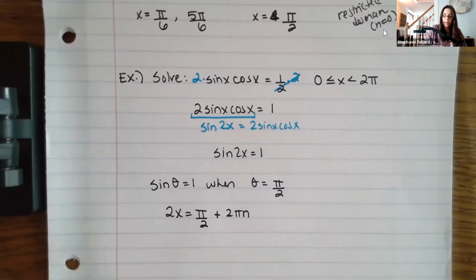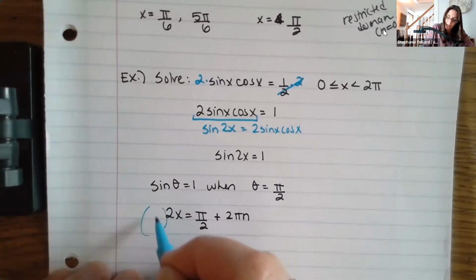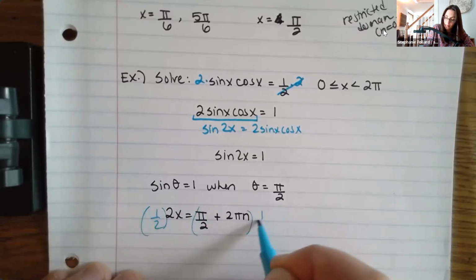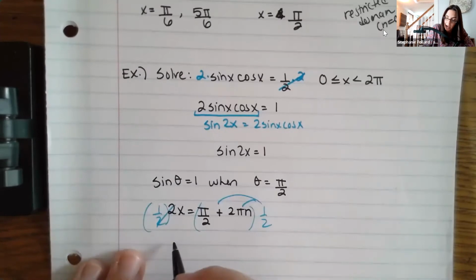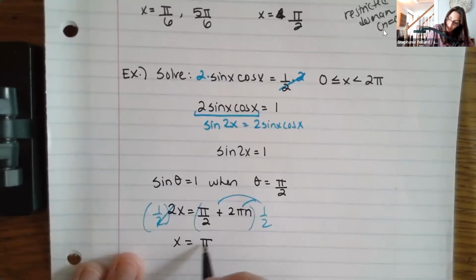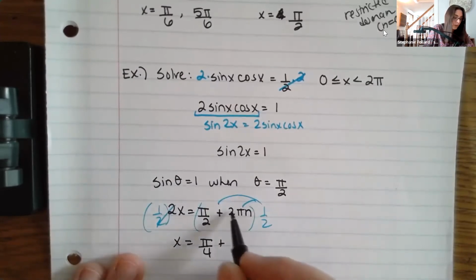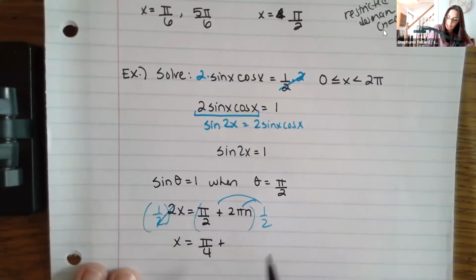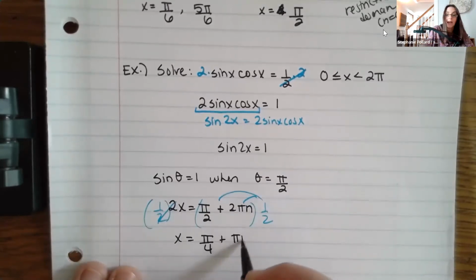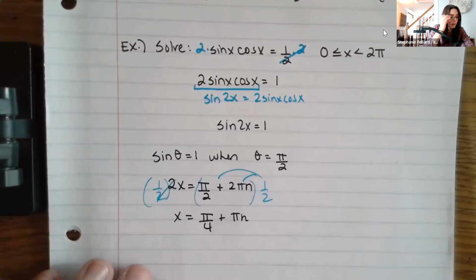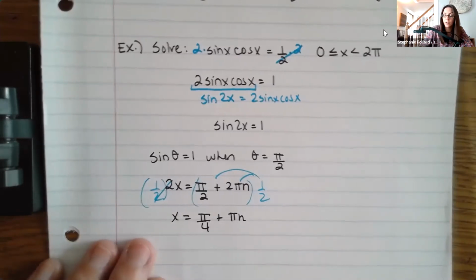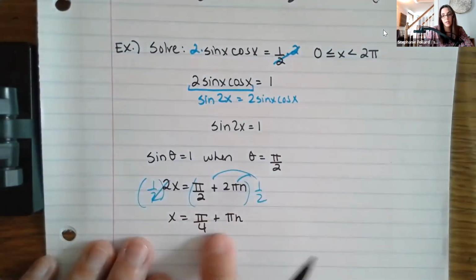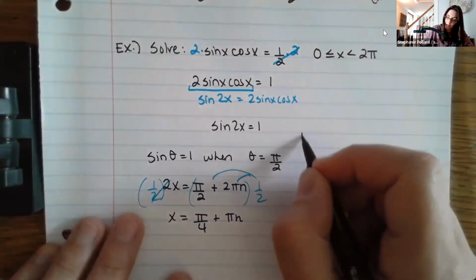Here to solve, we're going to divide by 2 on both sides, or you can think of it as multiplying by 1/2. Make sure you go ahead and distribute through. So x is equal to pi over 4 plus, those 2's will cancel here, and we're just left with pi n, or n pi is fine as well. Now we're basically done, but we have a restricted domain. So they don't want us to write all the answers like this. They want us to actually go ahead and figure it out.